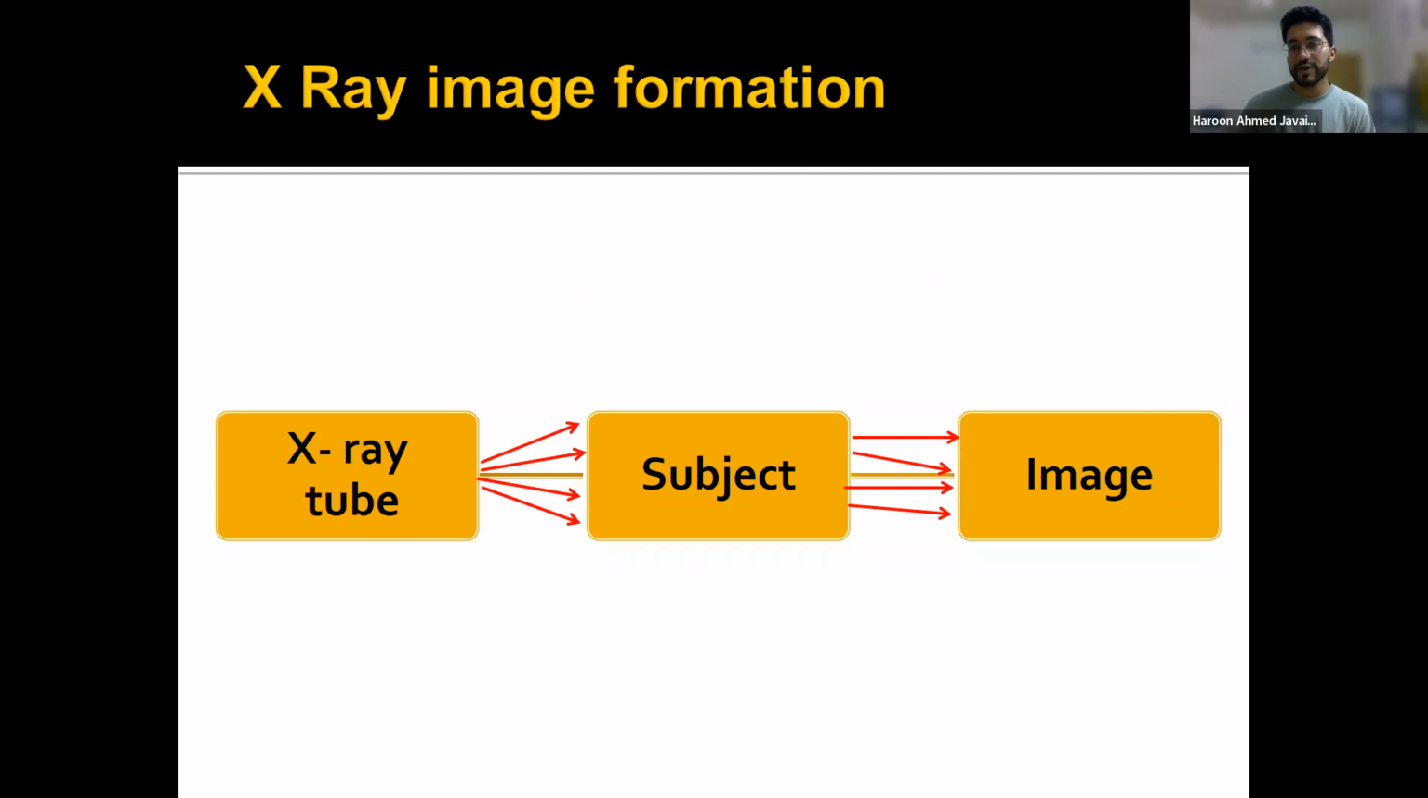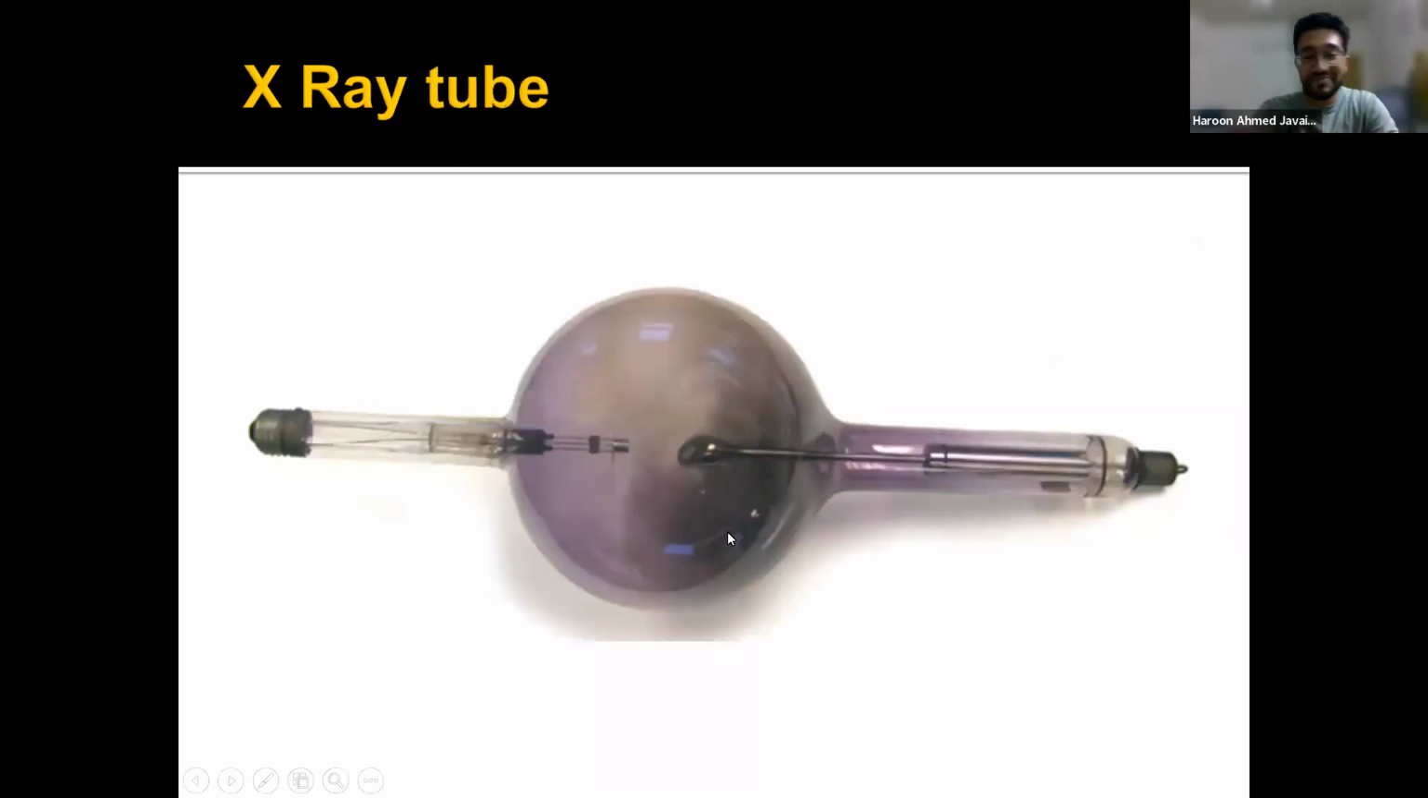Remember when you were children, you were playing the game where you made animal shapes with your hands, and then the shadow was there at the back. It's the exact same concept. There's light which is going to pass through, and it's going to be blocked by some structures, and the structures that it passes through will appear in a different color. Okay, so there's basically an X-ray tube, a subject, and an image.